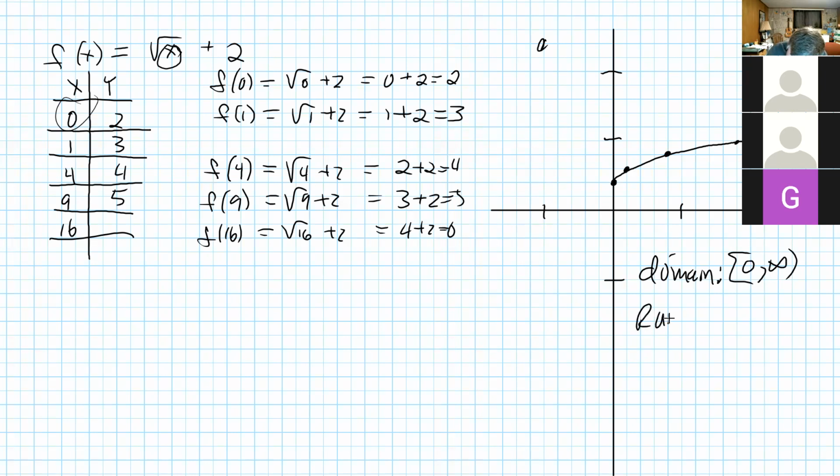Good, good. Okay, range. What's the lowest range value on the graph? 2. Good. What's the highest range value if it continued on? Infinity. Good. So your domain is greater than or equal to 0. Your range is greater than or equal to 2. Okay with that? Yes. All right. We good to go on to another problem? Yes. Okay, go to the next page and let's make it a graph.